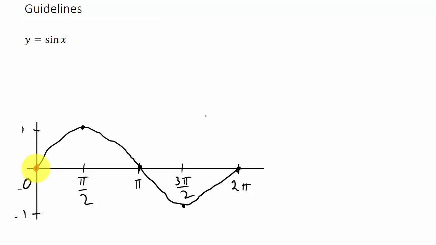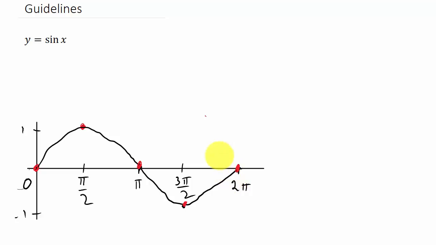starts at 0. The next point goes to its maximum. The next point goes to 0. And then the next point goes to its minimum. And then the last point goes back to 0. And that's what you've got to remember. Once you find these values like we just did, this is what it's always going to be: 0, max, 0, min, 0.